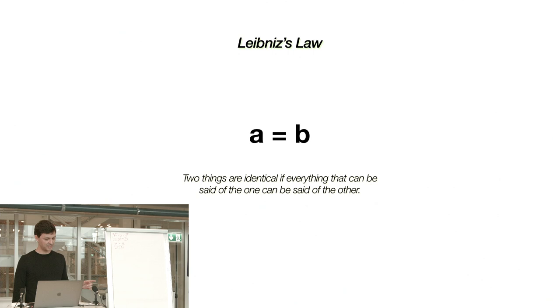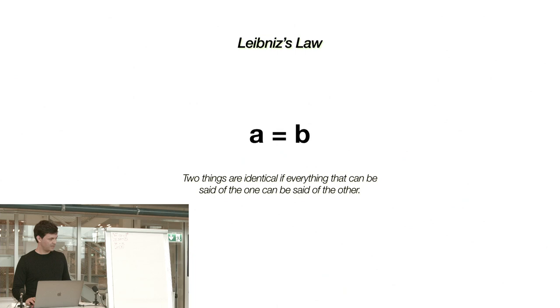So if one statement is A and another B, if we can say that A equals B, this corresponds to saying that two things are identical if everything that can be said of the one can also be said of the other. And this is known as the Leibniz law. And now this sounds okay. What's the big deal? But he says, okay, this has certain implications. And this is not only A equals B.